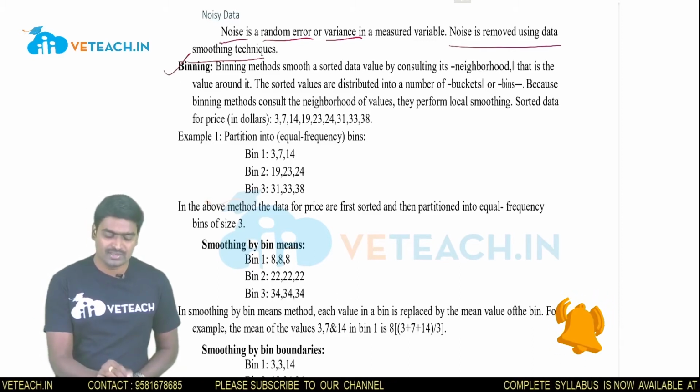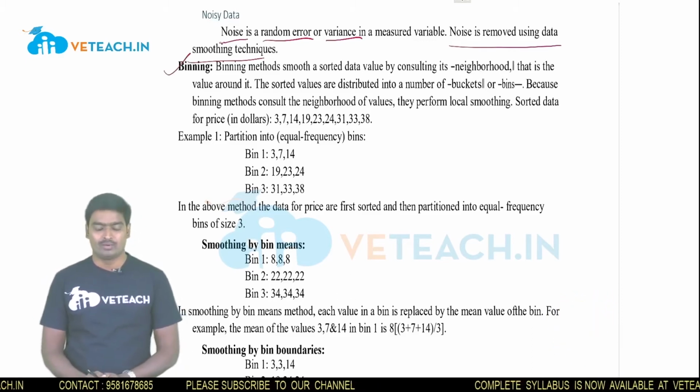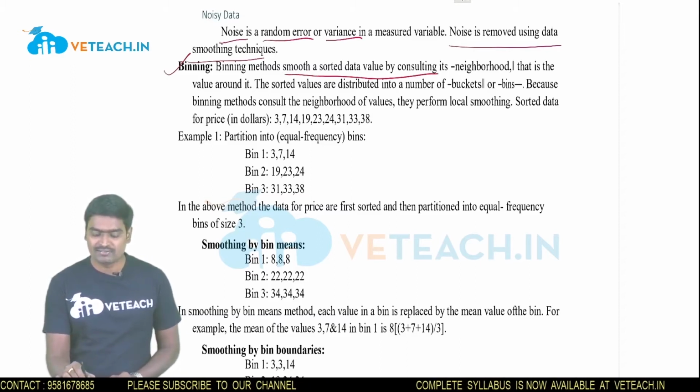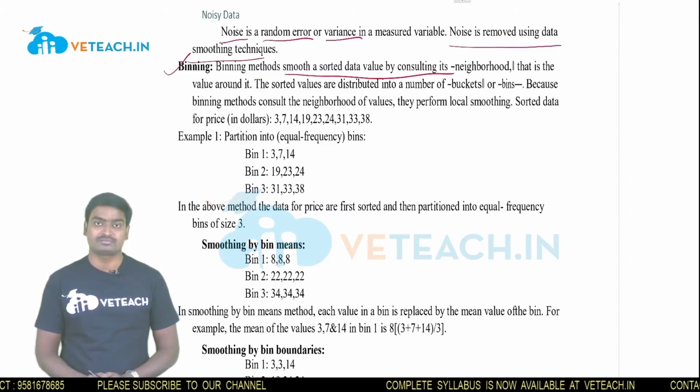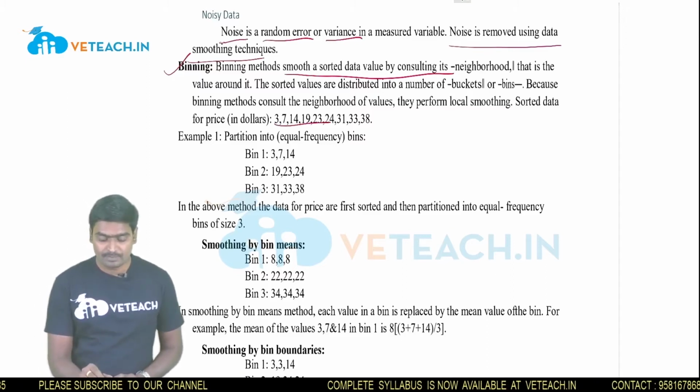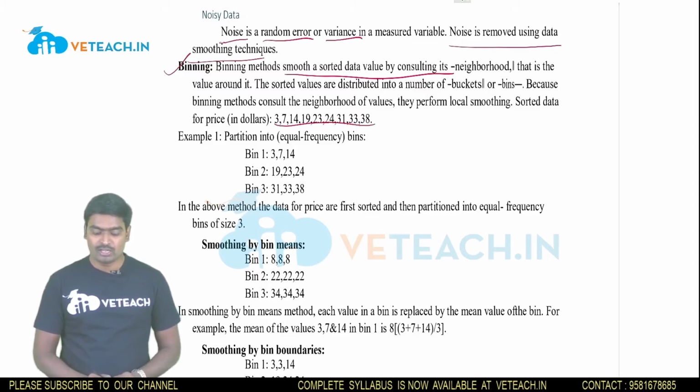The first smoothing technique is binning. What is binning? Binning is a method that smooths a sorted data value by consulting its neighborhood. Let's go for the example. So this is the price. So how many values are there in total?